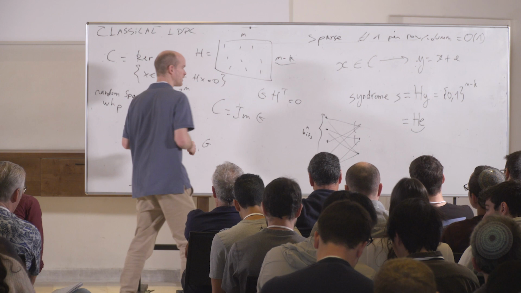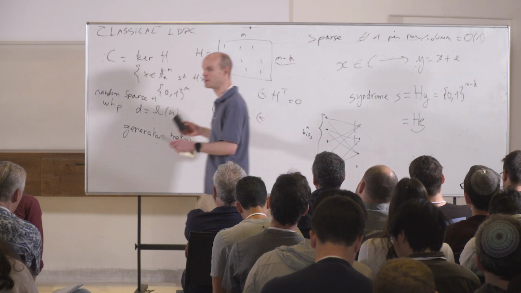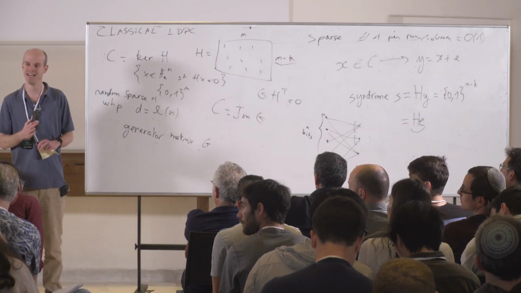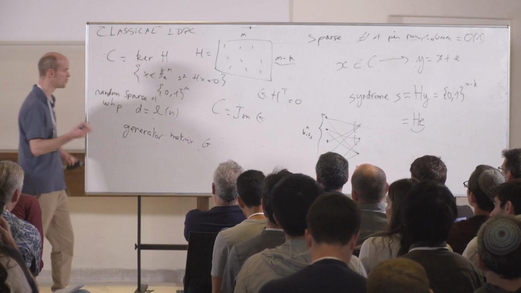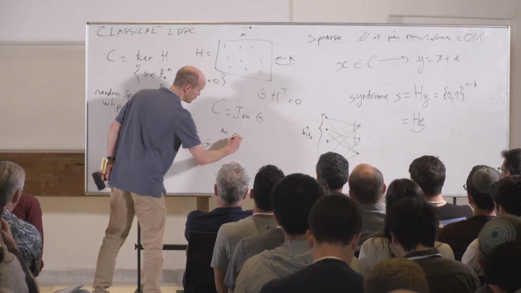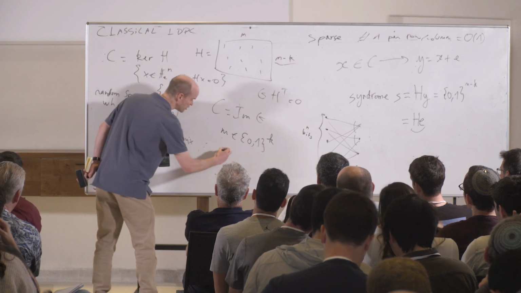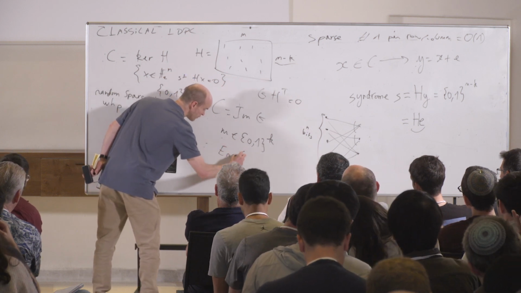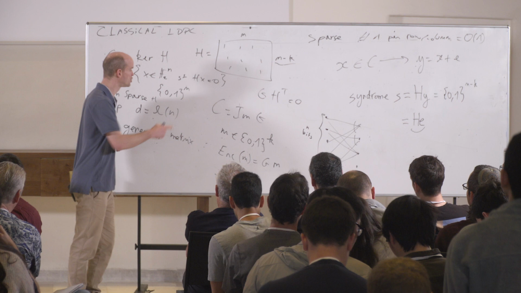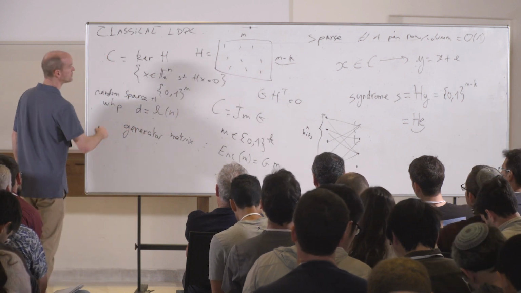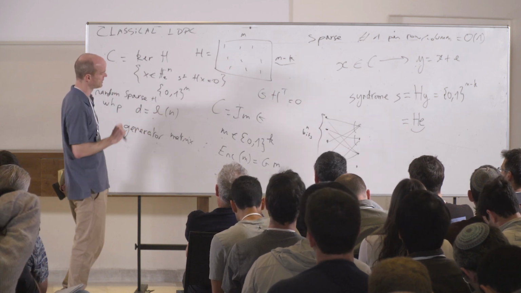Okay, so in the classical case, we know that if we take random codes, random LDPC codes, they will be good with high probability. So for encoding, if you have a message M, which is a k-bit message, then the encoding of M is just G applied to M, where G is a matrix of size n times k.